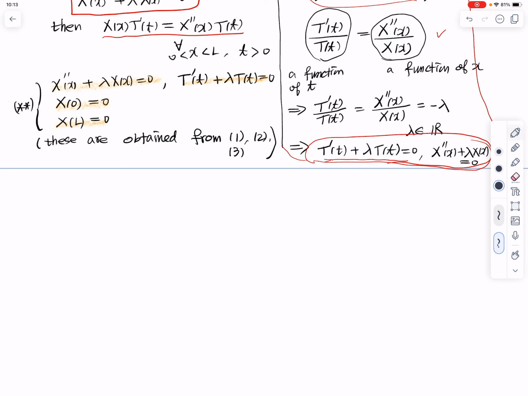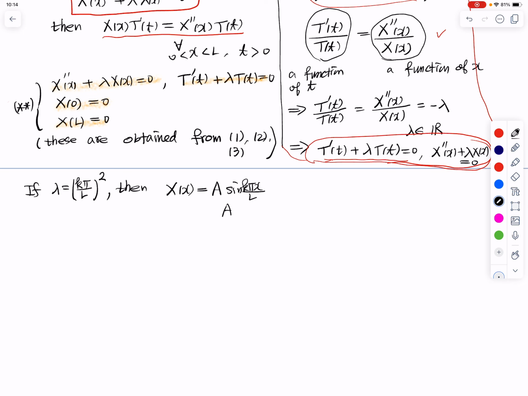So here, if lambda equals k pi over L squared, then the solution X could be any constant A times sine of k pi x divided by L. Okay, so A is a constant.